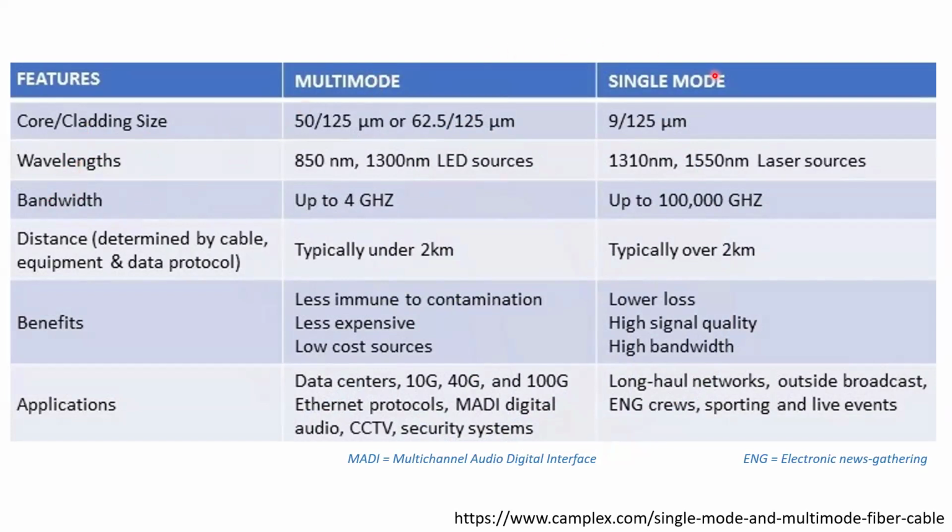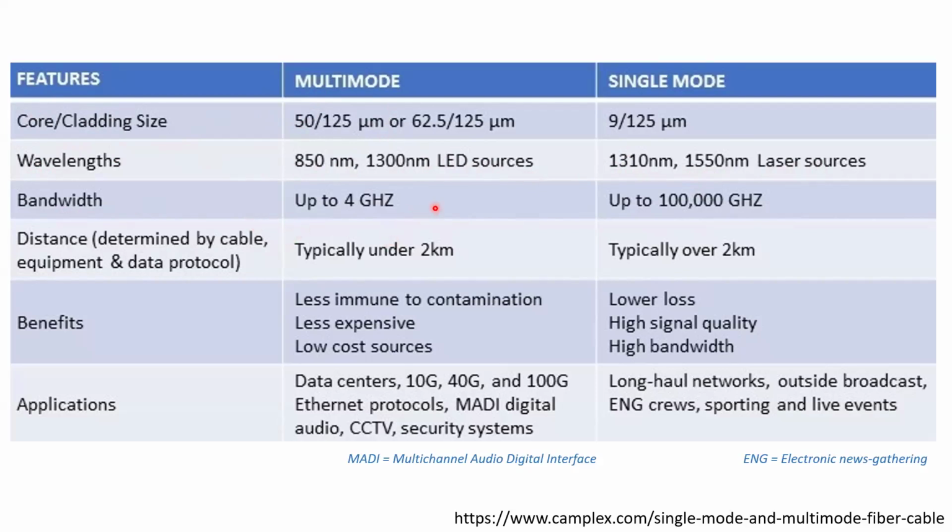Multi-mode and single mode. Core and cladding size, so 50 by 125, 9 by 125. Core versus cladding. Wavelengths, typical wavelengths that are being used for the most part, multi-mode, 850 nanometers, 1300 nanometers, and there will be an LED source. And then for the single mode, typical wavelengths that are being used would be 1310, 1550 nanometers, and the source would be laser.